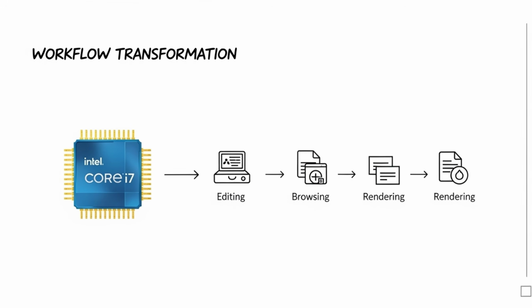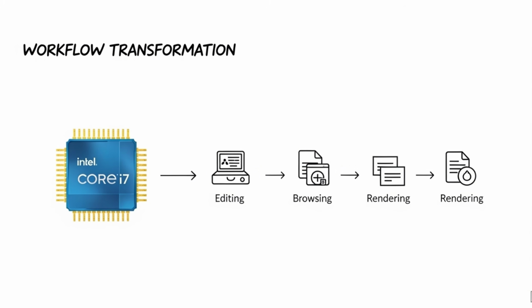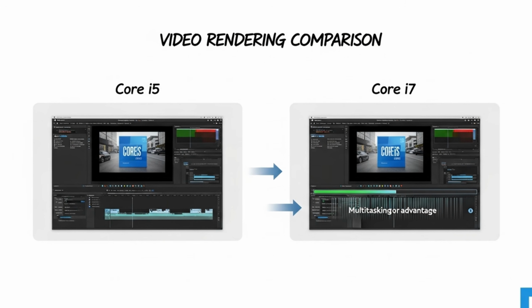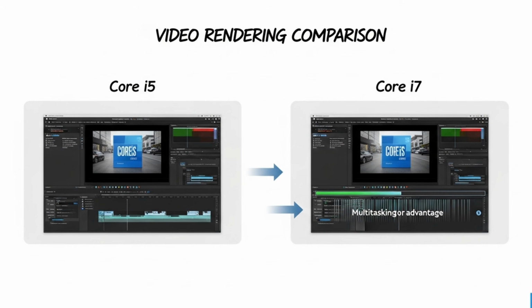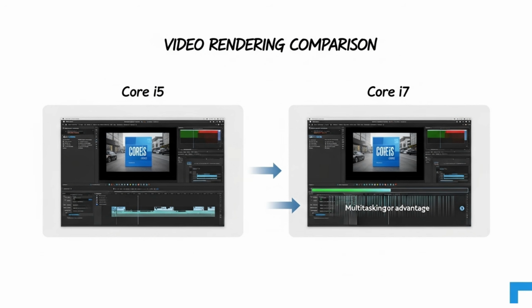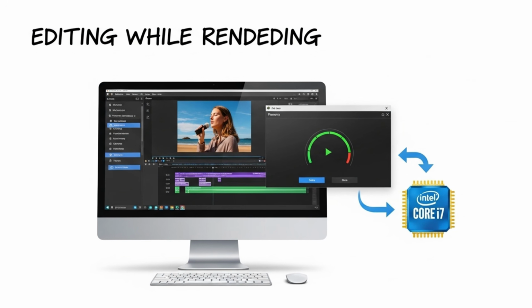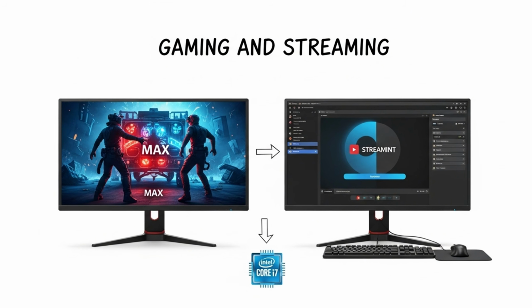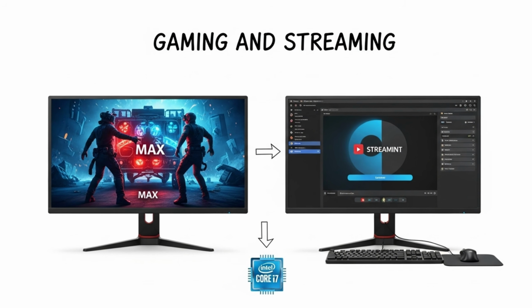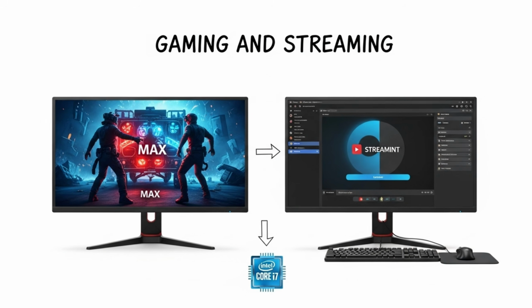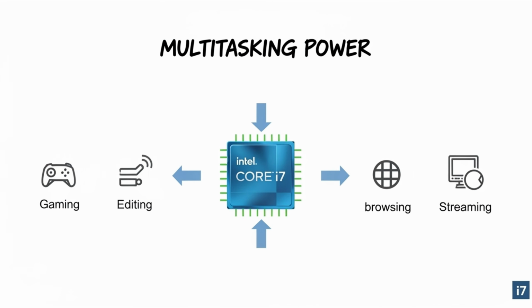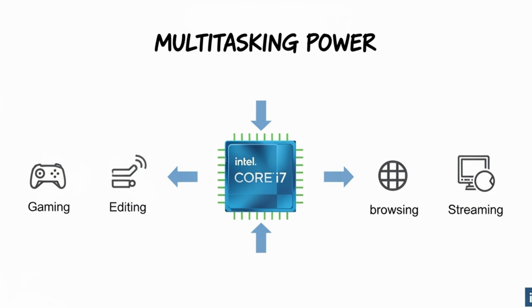This level of power transforms a workflow. With the Core i5, you might need to close other programs before rendering a video. With the Core i7, you can keep editing while the render happens in the background, or you can game at maximum settings on one monitor while streaming the gameplay to an audience on another. The multitasking capability is its defining characteristic.